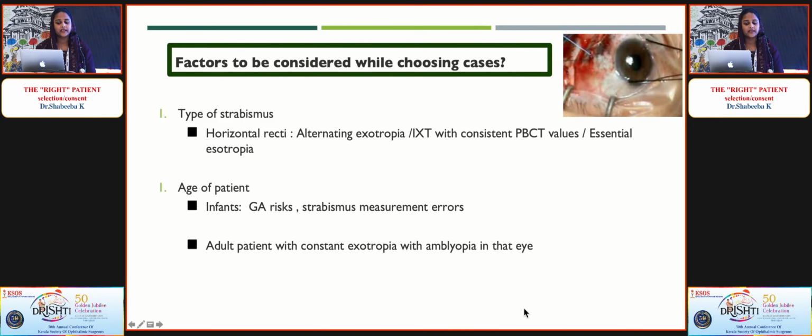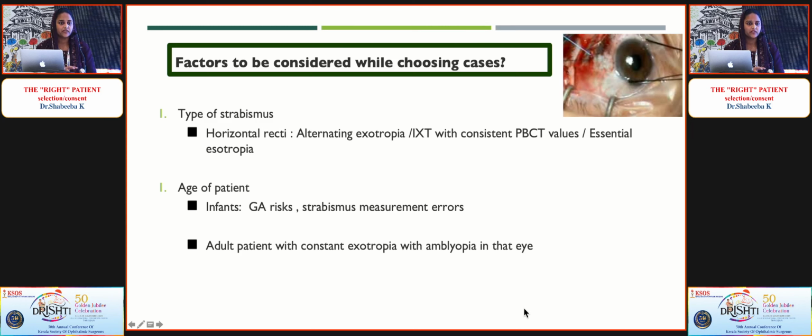And the factors to consider while choosing the cases. In the initial cases, we have to choose best outcome cases because it will slowly build up our confidence, then we will take more complicated cases. Horizontal rectus surgeries are easy to do and the calculations are more predictable, so we can take on horizontal rectus surgery as initial surgeries, like alternating exotropia, IXT with consistent PBCT values, and essential esotropia.